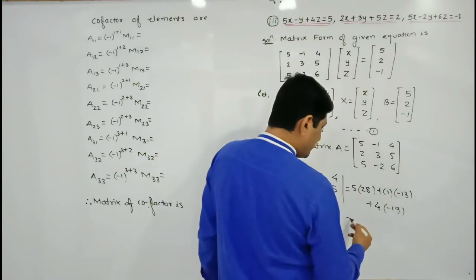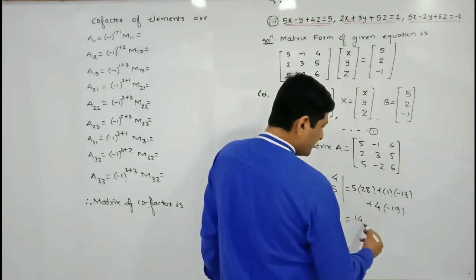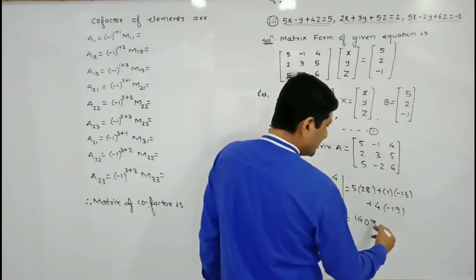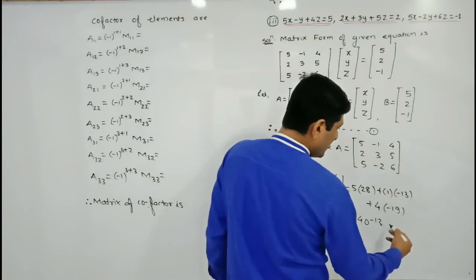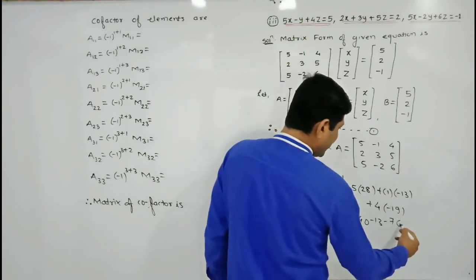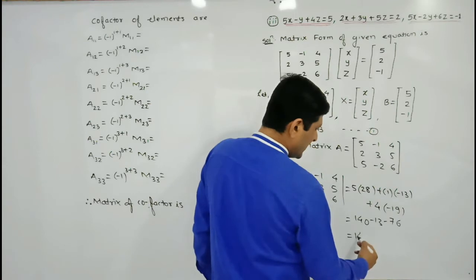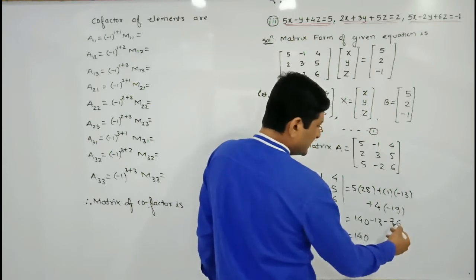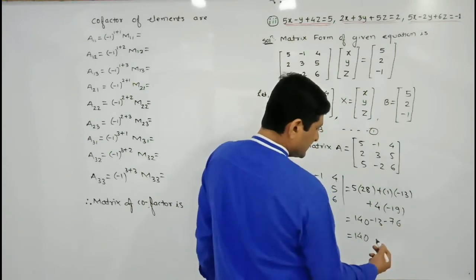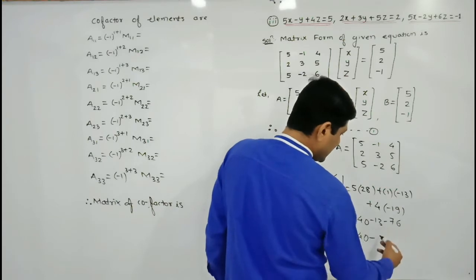Now let us simplify it. 5 into 28 is 140. 1 into minus 13 is minus 13, and 4 into minus 19 will be minus 76. So this is equal to 140, keep it as it is, minus 76 and minus 13, which will be equal to minus 89.